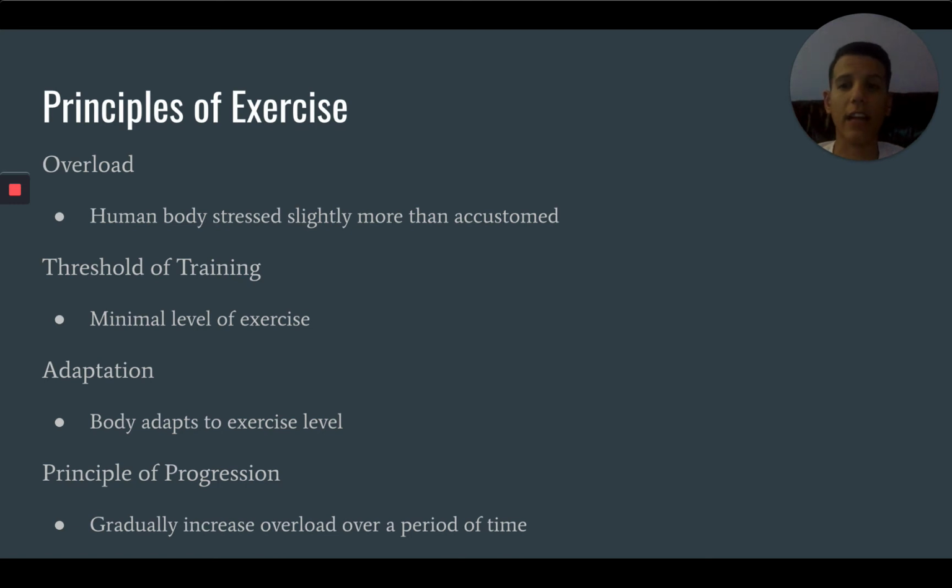Principles of exercise. Overload, meaning the human body stressed slightly more than you're accustomed to. Threshold of training, minimal level of exercise. Adaptation, your body adapts to the exercise level. And principle of progression, you gradually increase your overload over a period of time. These are all words I want you guys to be familiar with as we move forward with the year.